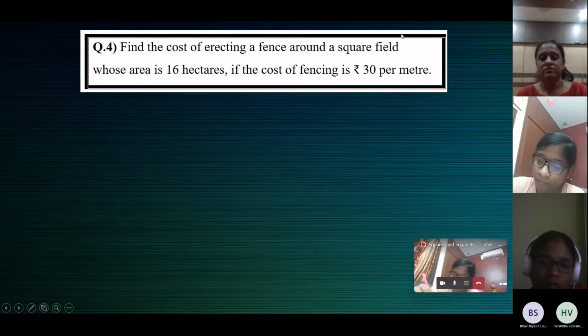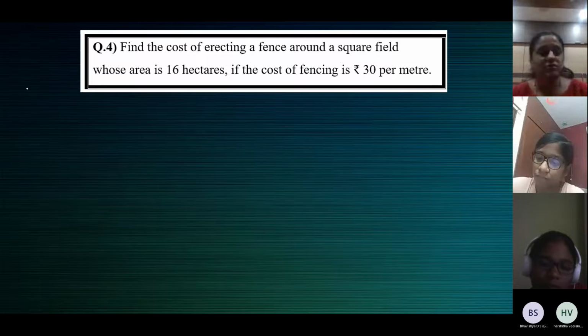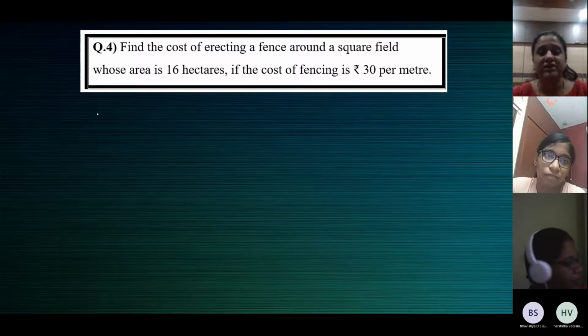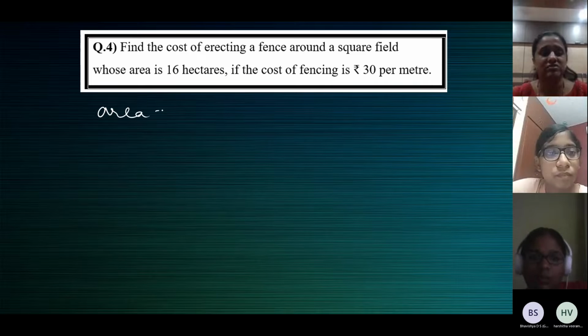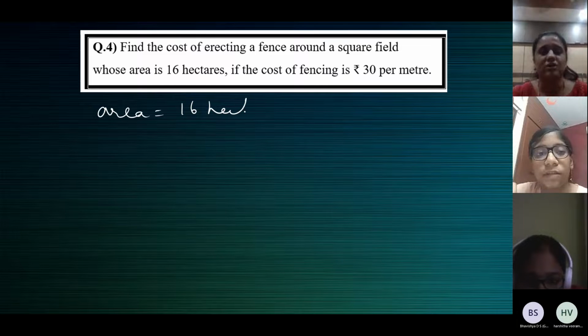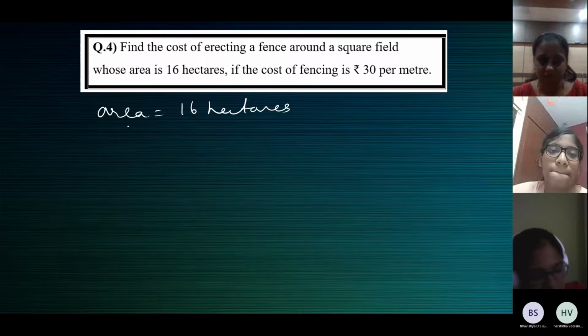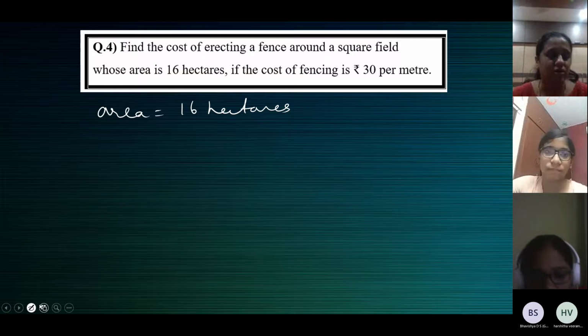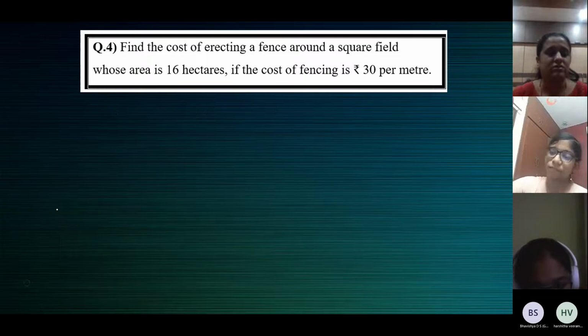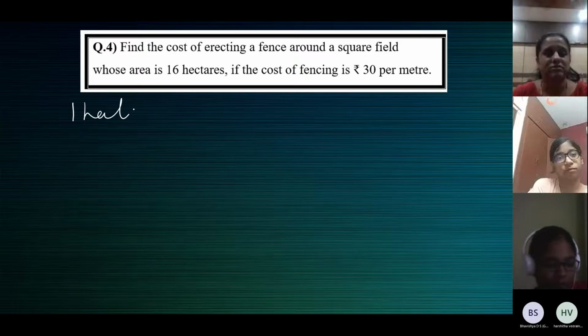Now, children, what is the area given to be? It's a square field. Area is equal to 16 hectares. How do you convert hectares to meter square? 1 hectare is equal to 10,000 meters square. All right.